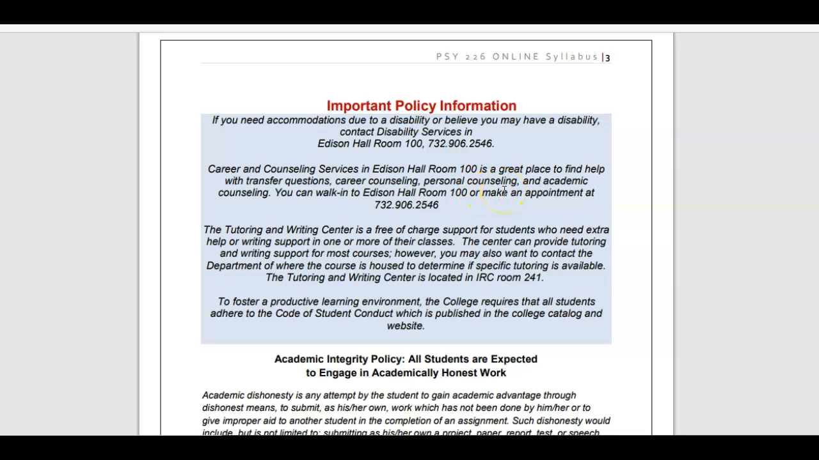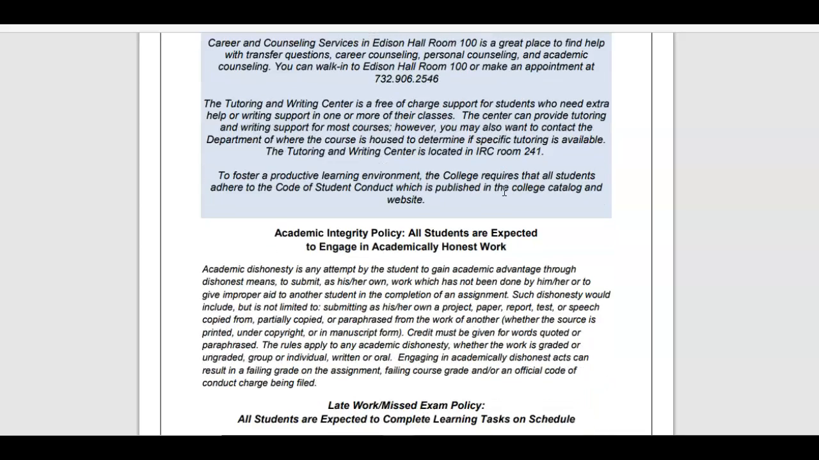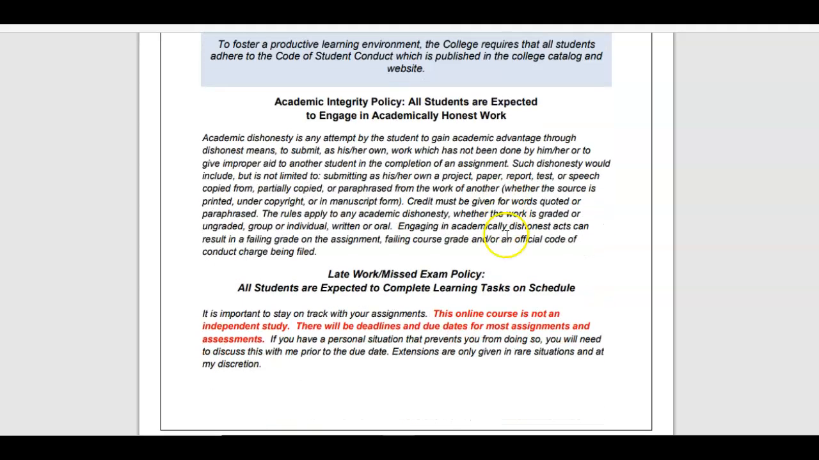These are also in Canvas, so you're going to want to go through and look at these, particularly in an online class, academic integrity. So everything is pretty much open book. Quizzes are open book in this class, but the final exam is not. So definitely you're going to want to look through and read this.